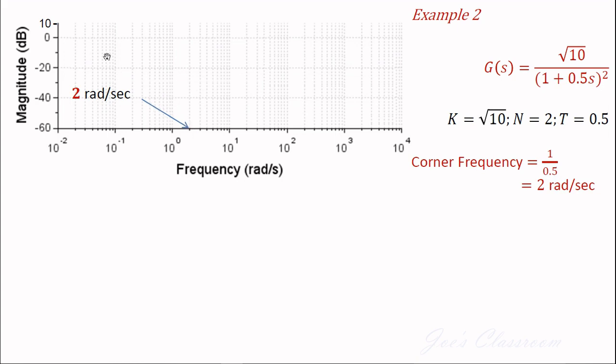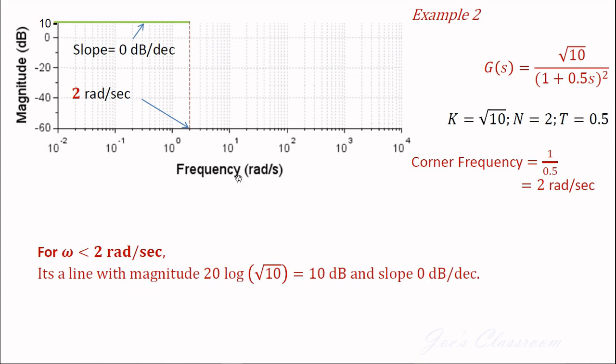Once I locate the corner frequency, what I need to find out is the value of 20 log k and the slope of this line beyond the corner frequency. For frequencies lesser than the corner frequency, the magnitude of the line is going to be at 20 log square root of 10, because k is equal to square root of 10, and that you can calculate as 10 decibels. So you draw a line at 10 decibels with zero slope.